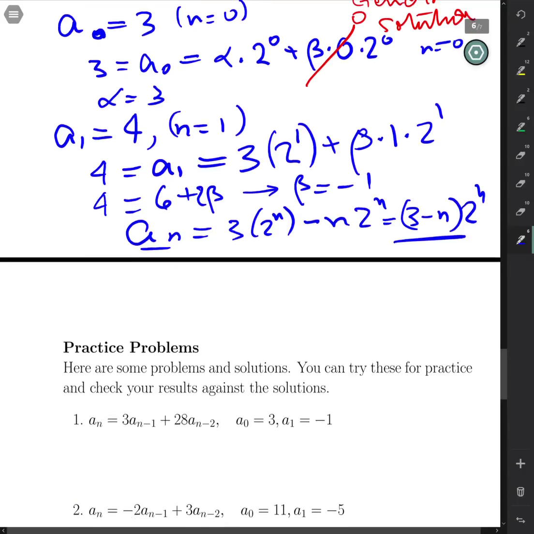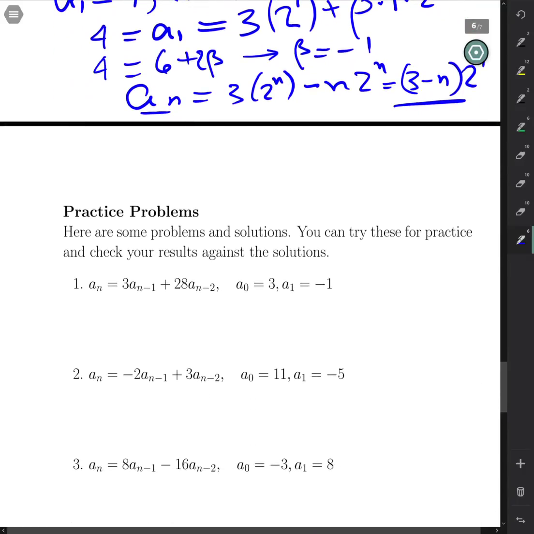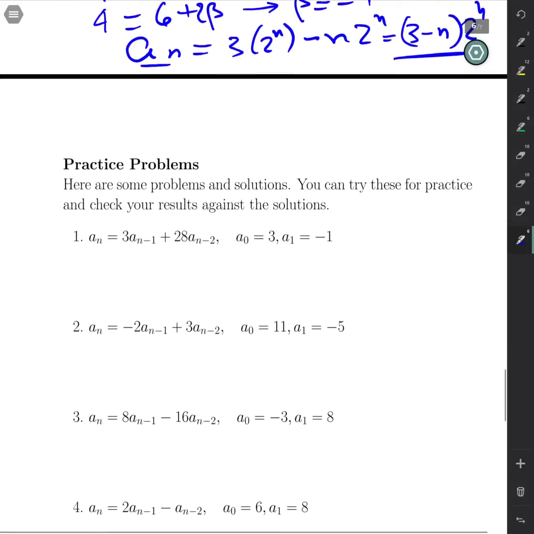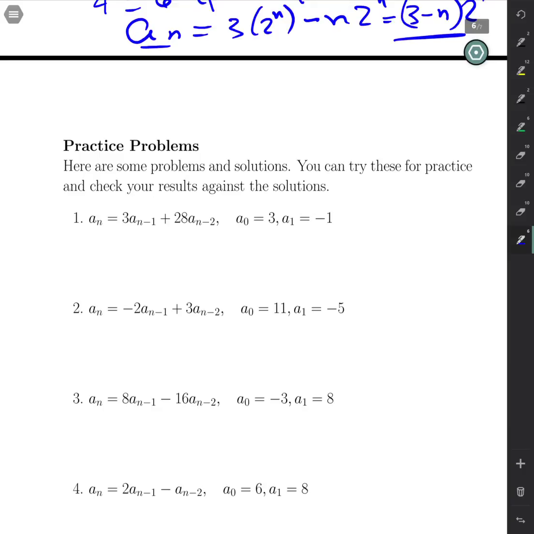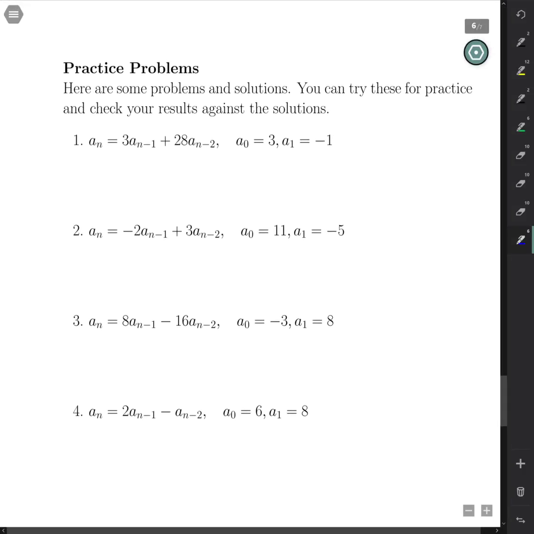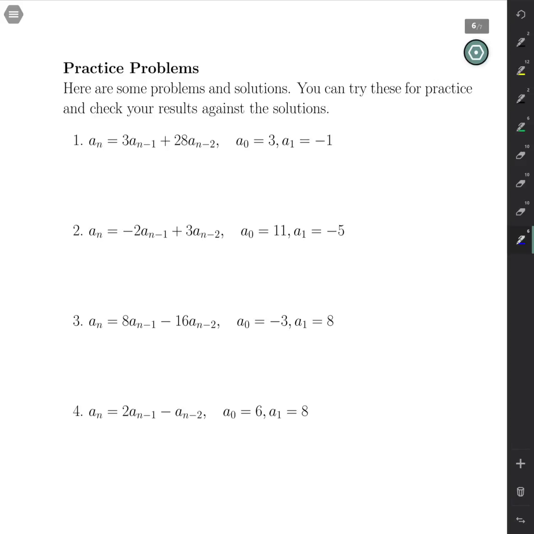All right, so I've got some practice problems here, and I'm going to write down the answer for each one of these. You can use this video however you like, taking time to pause and try this yourself and then check against the solution, any particular way you want. But here I go. Here's the first one.